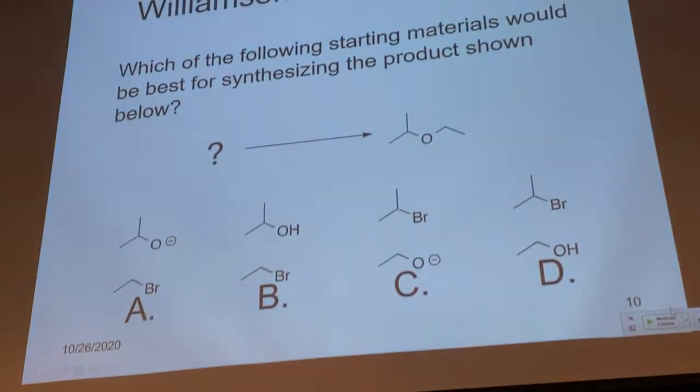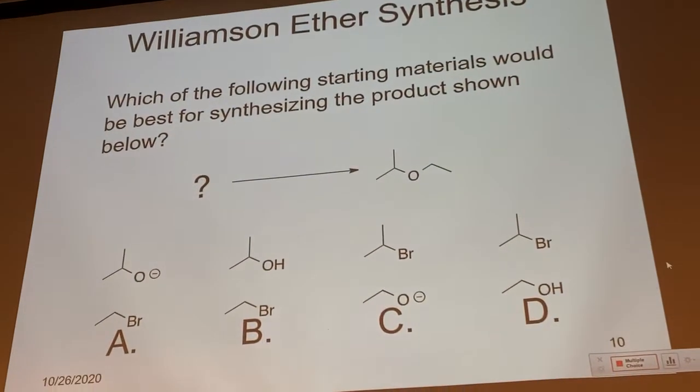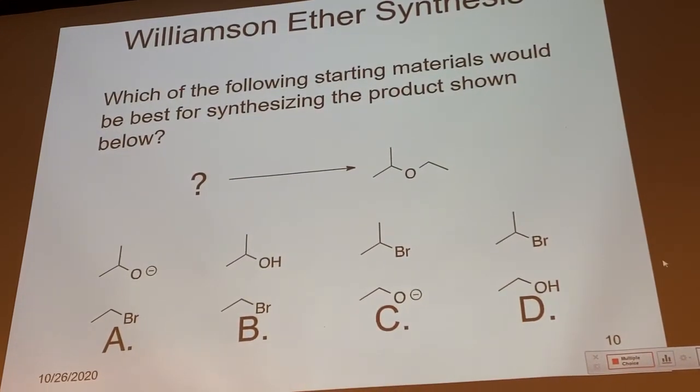So go ahead and get your iClickers out and go ahead and talk to your neighbors. We have an unsymmetrical ether that we need to synthesize. We have four choices of combinations of nucleophiles and electrophiles to generate this. And I'll partially answer the question and tell you that there is indeed one choice that's better than the others. So go ahead and talk to your neighbors and try to figure out what that is.